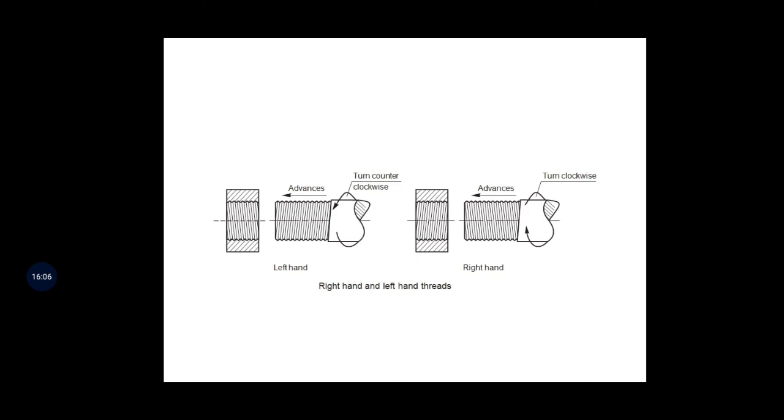So this is a right hand thread, and this is a left hand thread. Right hand thread means the bolt advances into the nut when turned in a clockwise direction. When you turn it clockwise, it will move and fit. But for a left hand thread, you have to rotate in the counterclockwise direction in order to make the bolt and nut assembly.